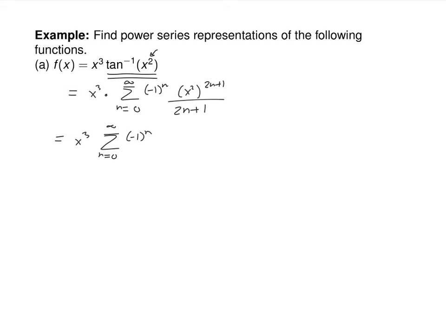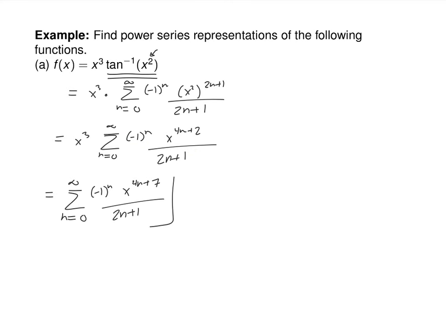Now those exponents multiply, giving us x to the 4n plus 2 over 2n plus 1. And when the x to the third goes inside the series, the exponents on the x's add, giving us a sum from n equals 0 to infinity, negative 1 to the n, x to the 4n plus 7 over 2n plus 1.